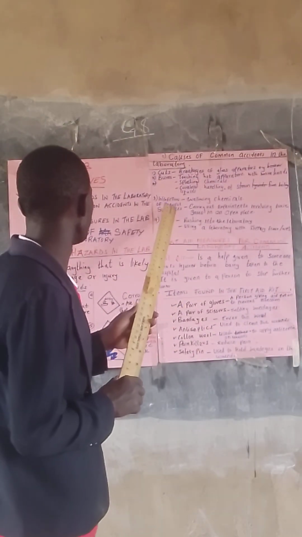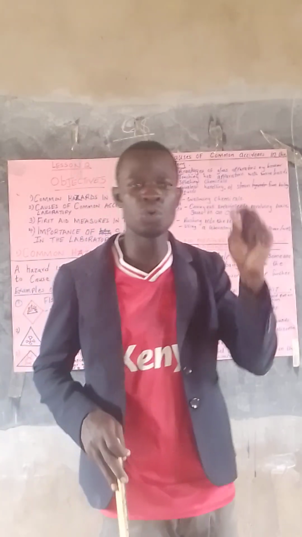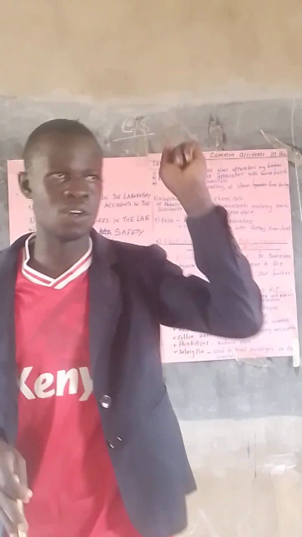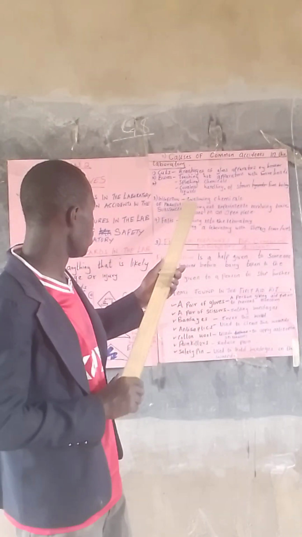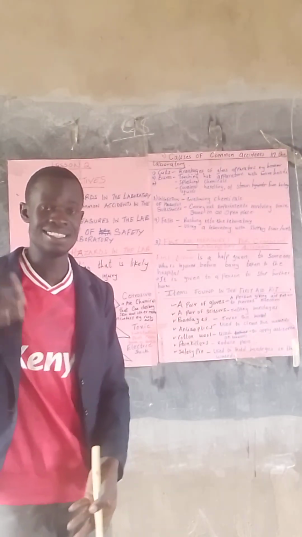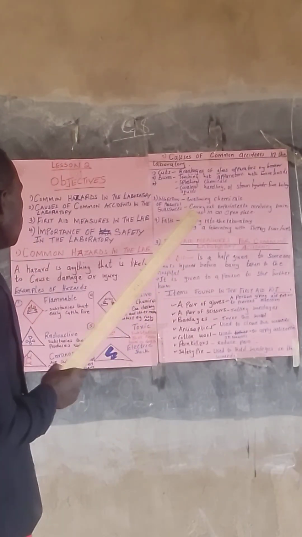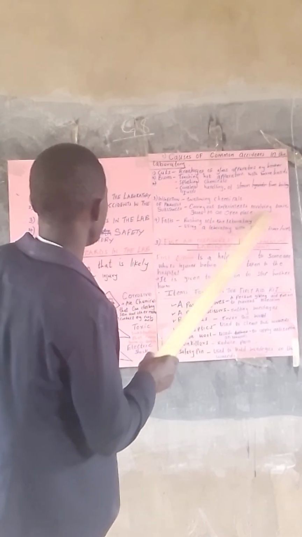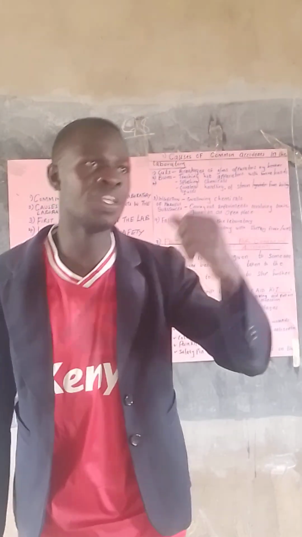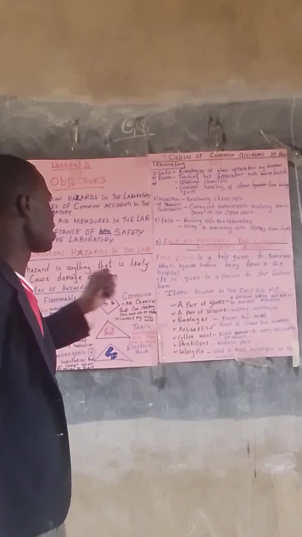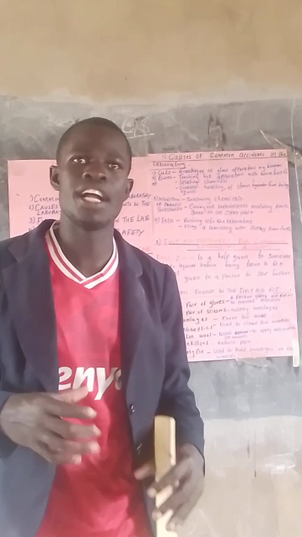Number three, we have ingestion of harmful substances. While in the laboratory, one of the safety rules is that we should avoid eating or drinking anything in the laboratory because it can lead to what we call poisoning. So when you swallow a chemical, it results in poison. Now, we have carrying out experiments involving toxic gases in an open place. It can also lead to ingestion of harmful substances. We have some gases that are harmful, like ammonia gas and so on.